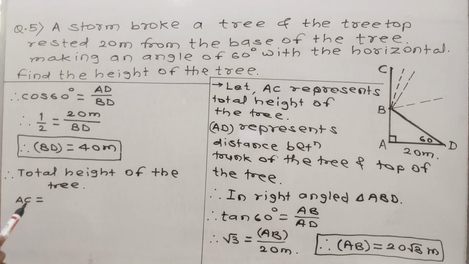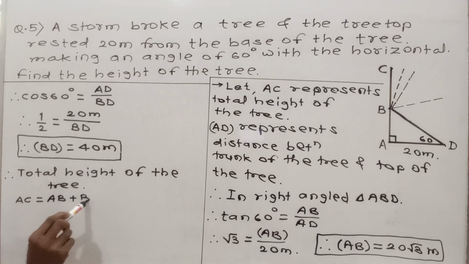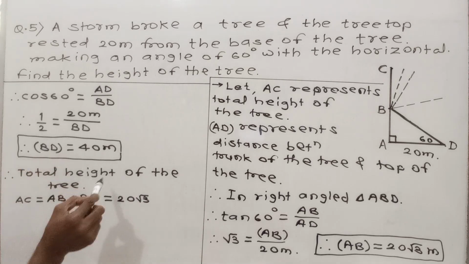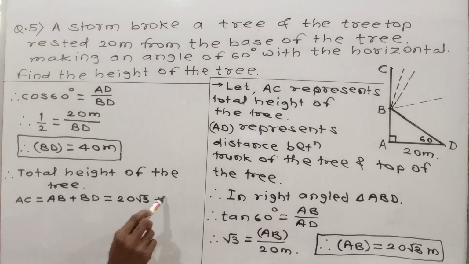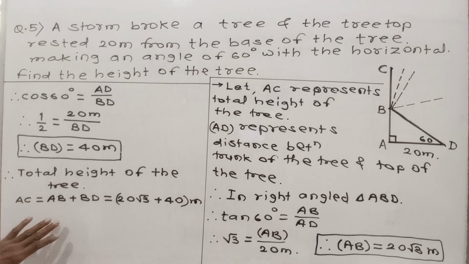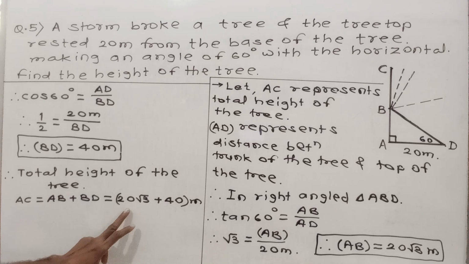So we write here AC is equal to AB plus BD is equal to, what is AB? 20 into root 3 plus BD, value of BD 40, and together we write meters. Therefore total height of the tree is 20 root 3 plus 40 meters or 40 plus 20 root 3 meters.